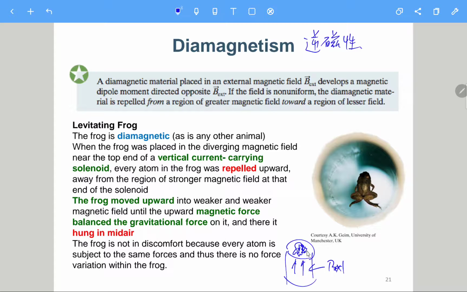Okay, so actually the frog is floating in mid-air. Yeah, the frog is hung in the air. So the frog is not uncomfortable, because every atom is subject to the same force, and thus there is no force variation within the frog. So it is just floating comfortably.